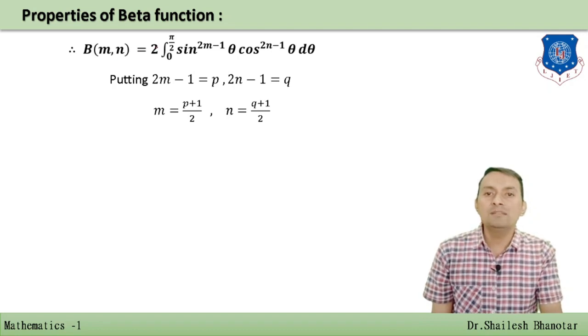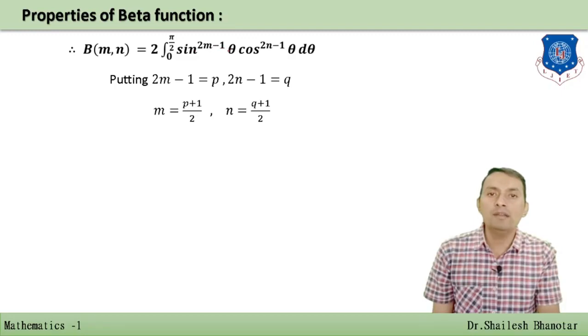Also you can assume that beta(m,n) is equal to 2 times the integral from 0 to pi by 2 of sin raised to 2m minus 1 theta cos raised to 2n minus 1 theta d theta. But what I'm going to assume is that 2m minus 1 is equal to p, and 2n minus 1 is equal to q. So from this I can get m is equal to (p plus 1) divided by 2, and similarly n is equal to (q plus 1) divided by 2.